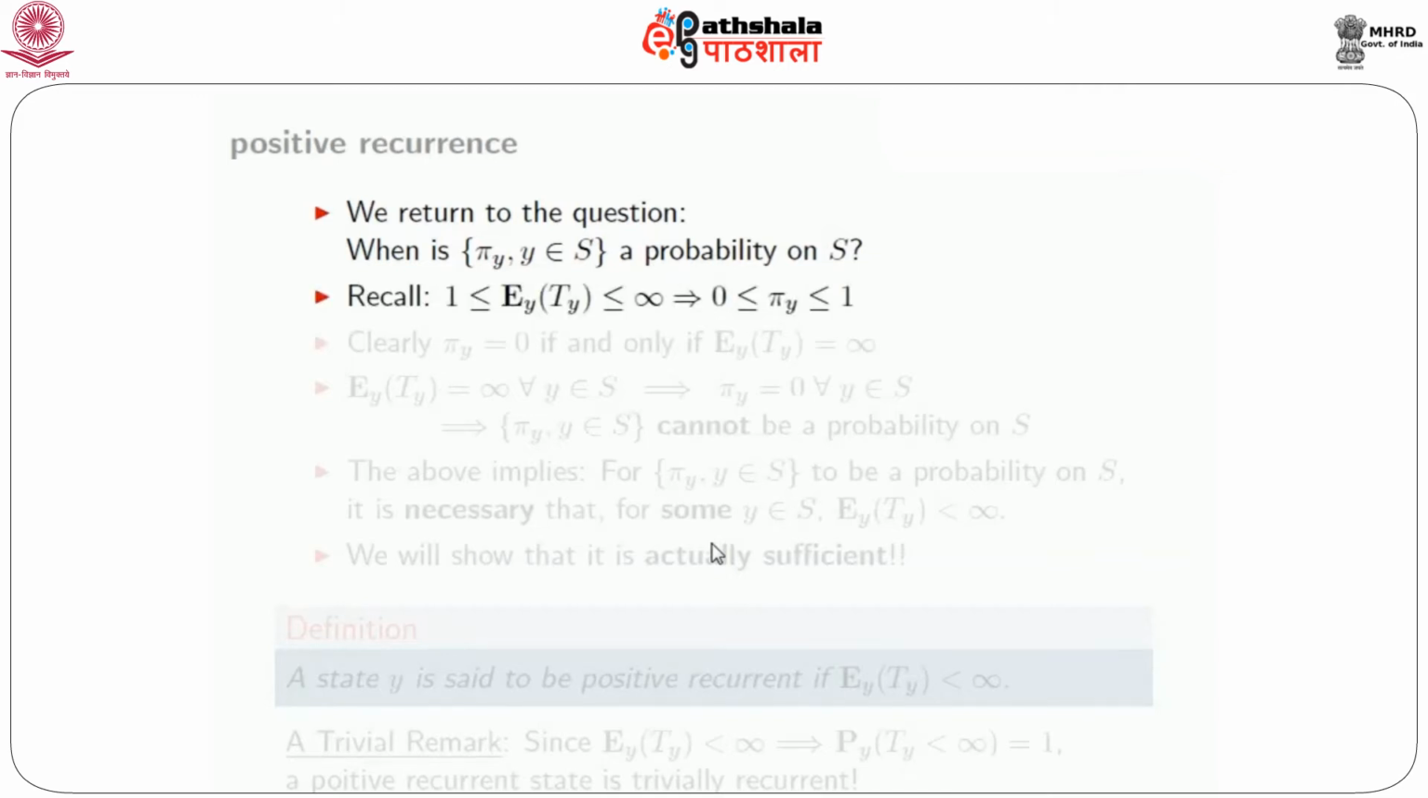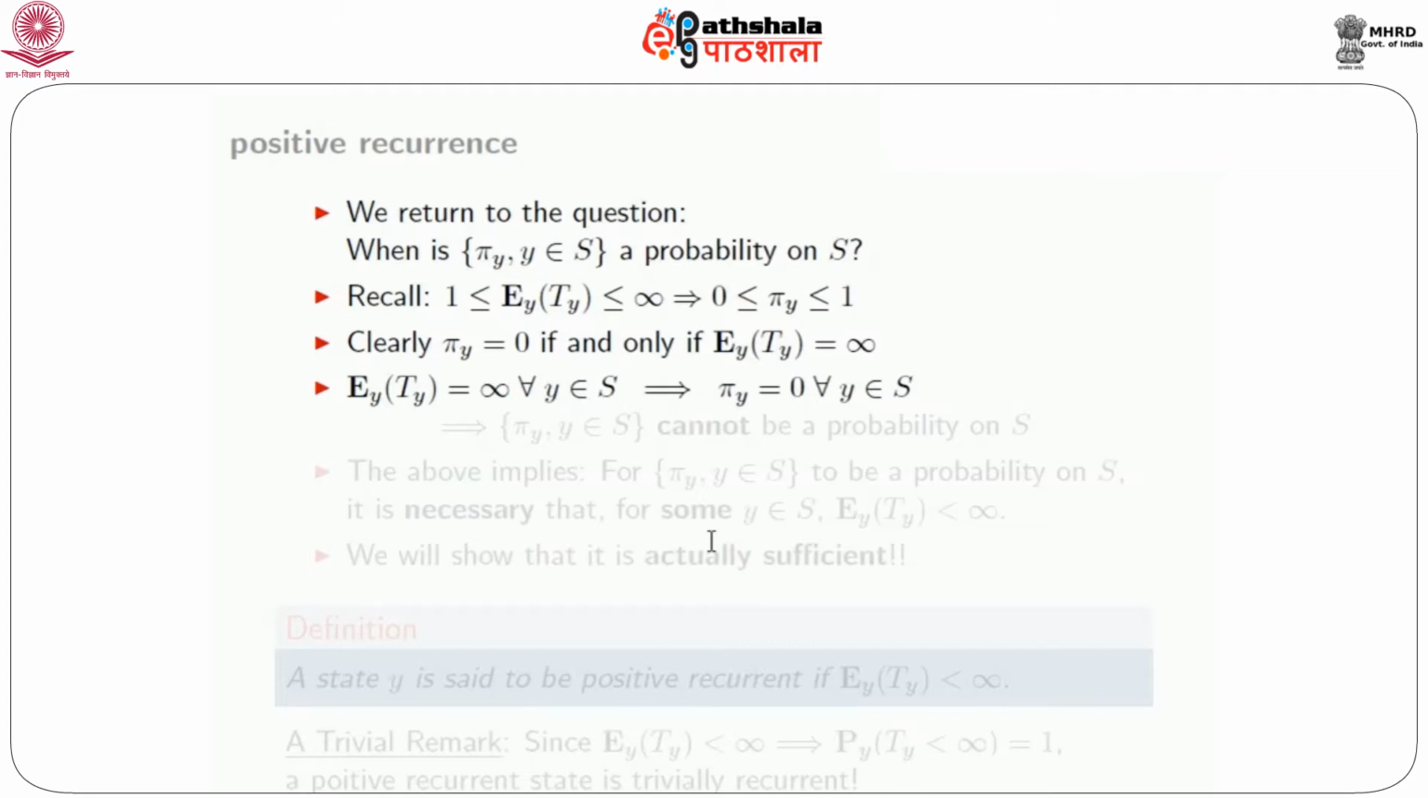So that's what I have said. Recall that since Ey[Ty] lies between 1 and infinity, both bounds included, π(y) lies between 0 and 1, both bounds included. Also notice that π(y) equals 0 if and only if Ey[Ty] is infinite, because that's the only way π(y) would be 0.